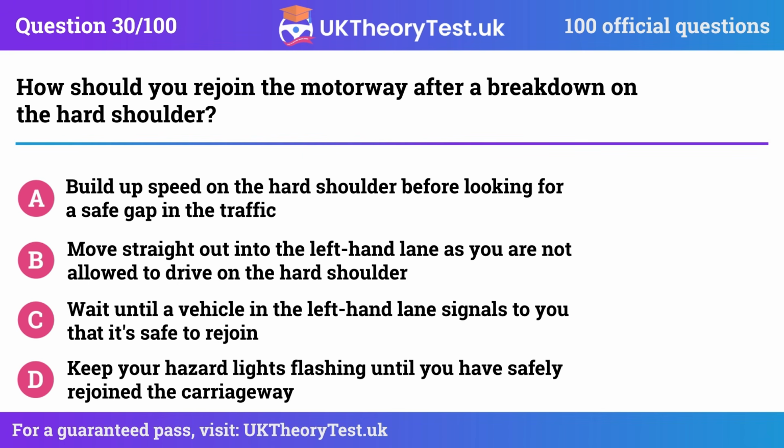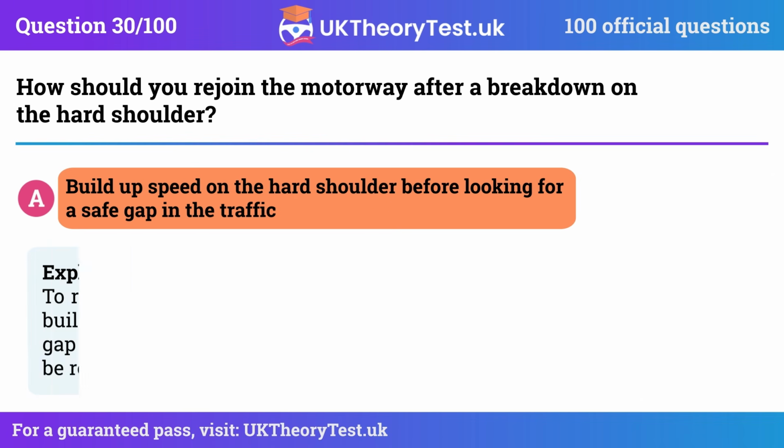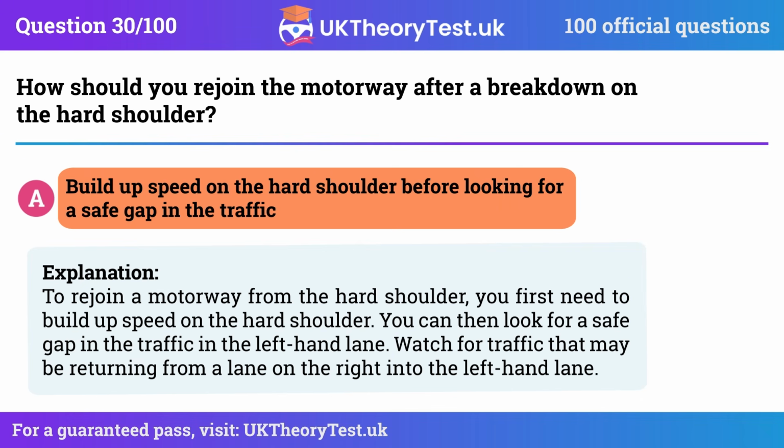The correct answer is A. Build up speed on the hard shoulder before looking for a safe gap in the traffic. Explanation: to rejoin a motorway from the hard shoulder, you first need to build up speed on the hard shoulder. You can then look for a safe gap in the traffic in the left-hand lane. Watch for traffic that may be returning from a lane on the right into the left-hand lane.